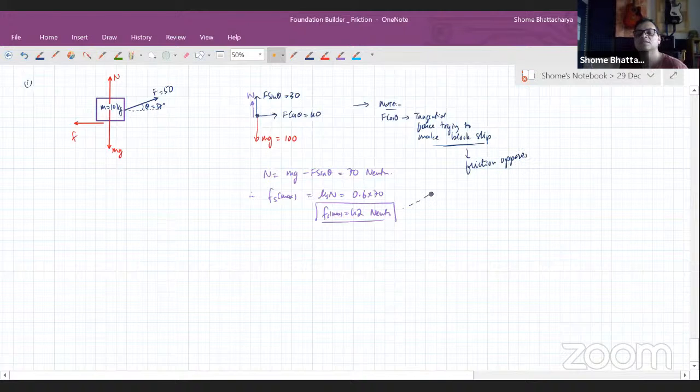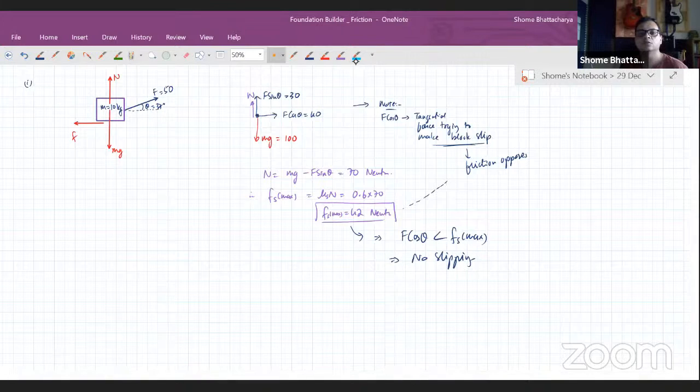Okay. Whereas the maximum friction available to us is 42. So that shows that F cos theta is less than maximum friction. Therefore, there is no slipping. So therefore, we now know that this friction acting here will be static friction, and the acceleration of this will be 0. So static friction is equal to F cos theta.